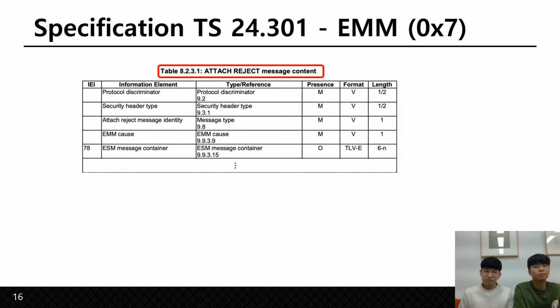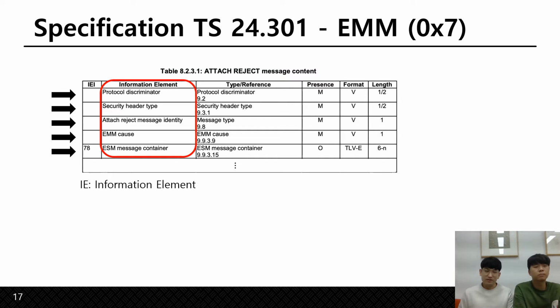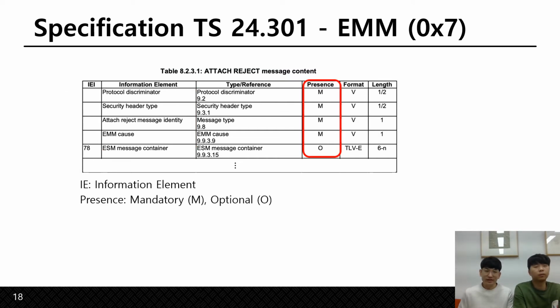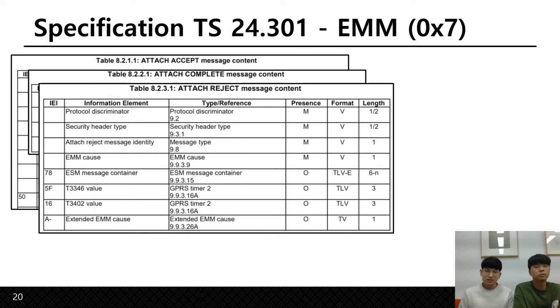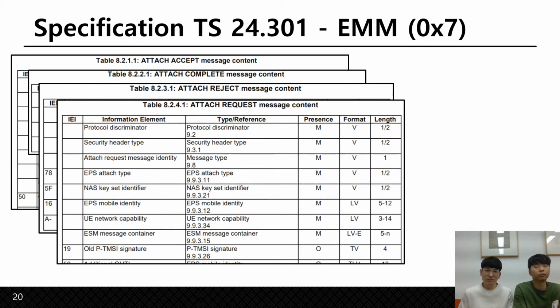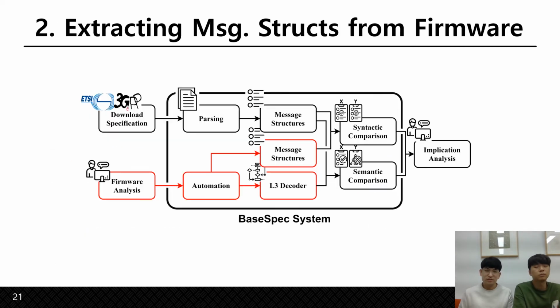For example, this figure is the structure of the attached reject message captured from the document. Each row represents each IE, and the presence column shows whether IEs are mandatory or optional. Optional IEs must have an identifier to distinguish themselves from mandatory ones. IEs can have several formats, where TLVE defines the format. By parsing each table, we can extract all message structures from the documents.